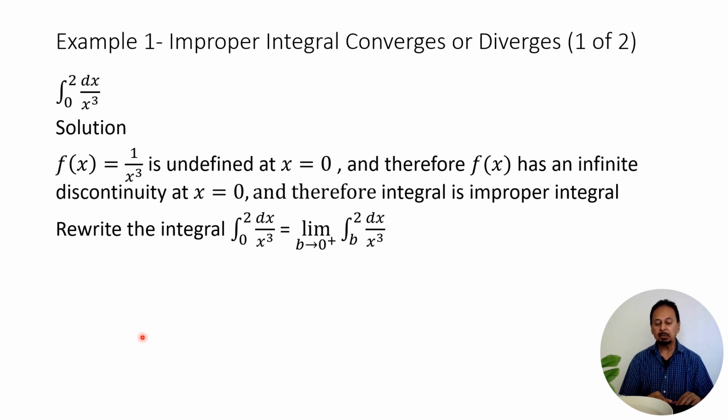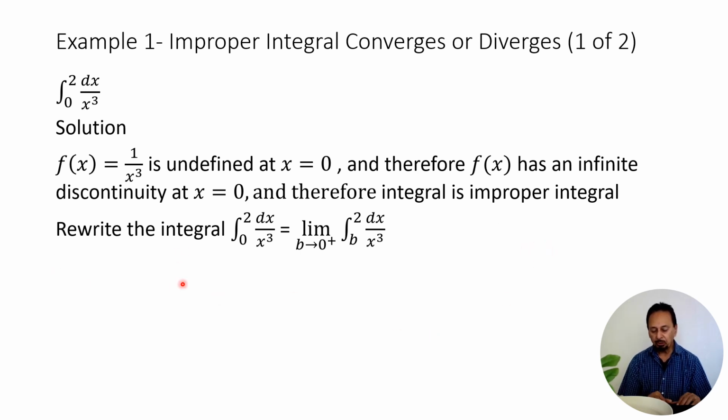Here's example number one. We are checking the convergence or divergence of the integral from 0 to 2 of dx over x cubed. As you can clearly see, f of x equals 1 over x cubed is undefined at the lower limit 0, because if you put 0 here, 1 over 0 is undefined. So we can say f of x has an infinite discontinuity at the lower limit of integration 0, and therefore the integral is an improper integral.